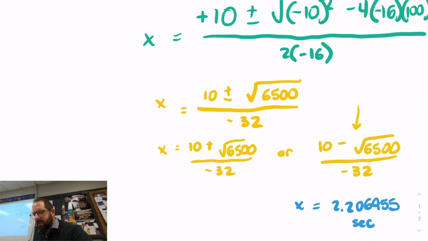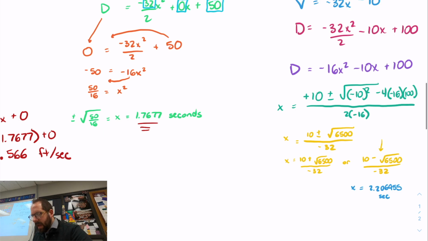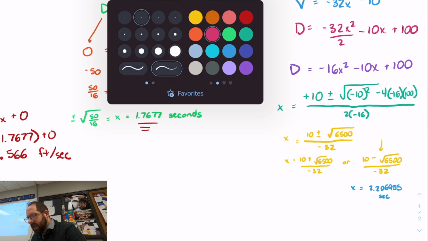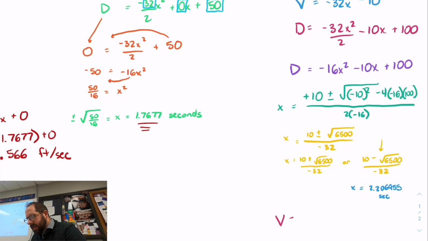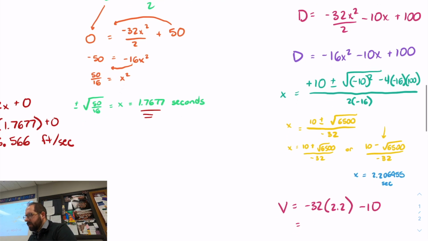Last thing here. Velocity: negative 32, we're going to take it times 2.2, and then we subtract 10 more. So it's going to hit with a velocity of negative 80.4. Sweet. So 80.4, and that's feet per second.